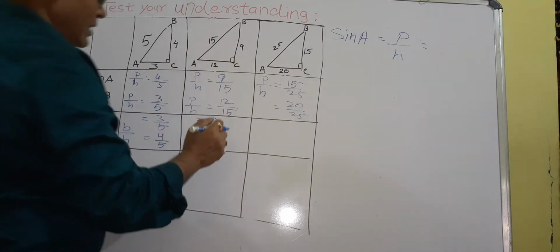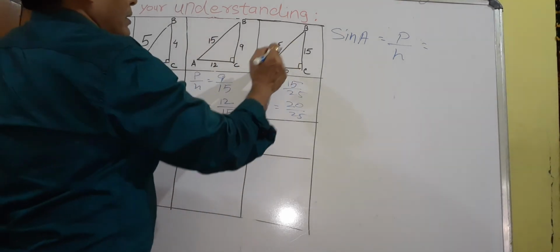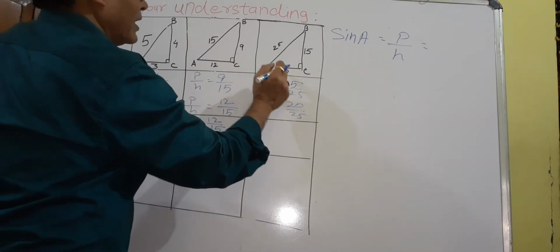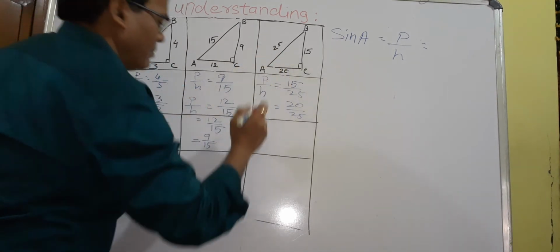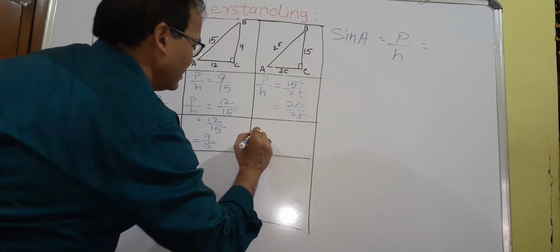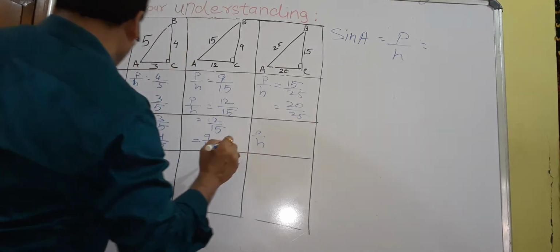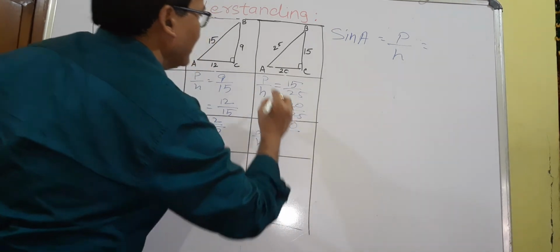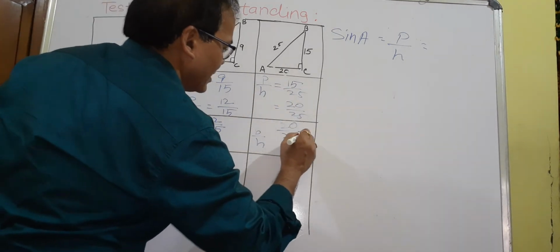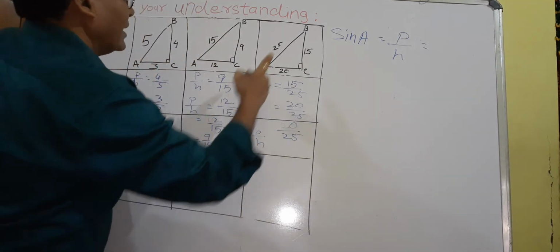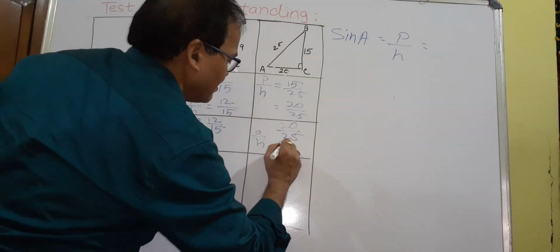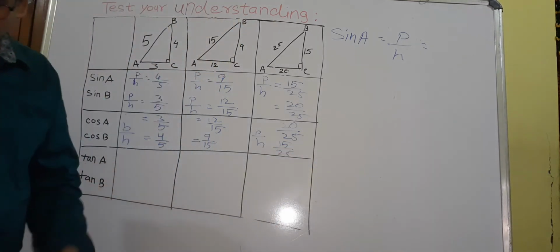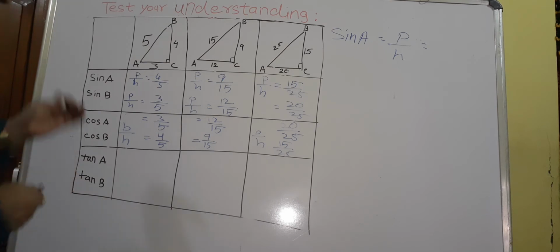B by H. And here, cos A for this angle, again for angle A, 20 is the base and 25 the hypotenuse. So here again B by H. For cos A you will get 20 by 25. And for B we will write 15 by 25. Ink is not working.